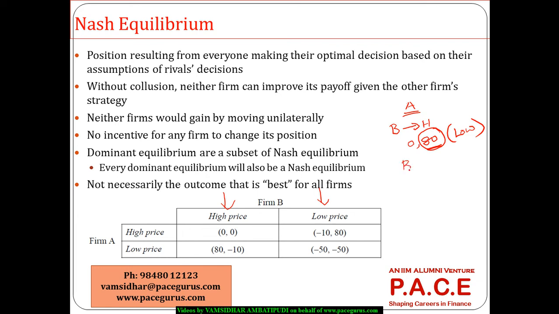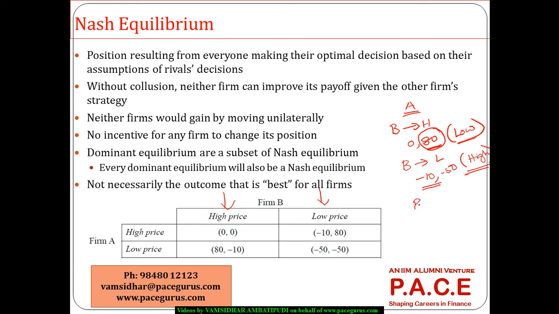Okay, let's say B is following a low strategy. Then from A's perspective, his payoff is minus 10 or minus 50. So minus 10 is the highest, so it's better that A sets a high. So in one case, low is looking better; in the other case, high is looking better. Which means it's not that universally A will adopt either a high price or a low price.